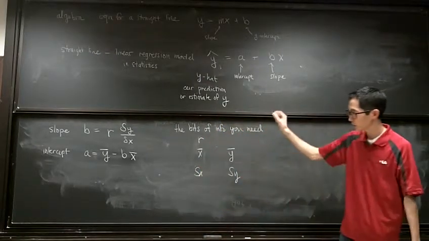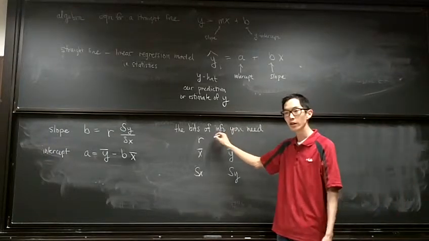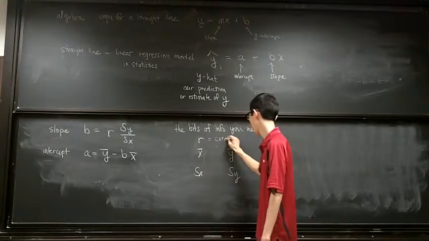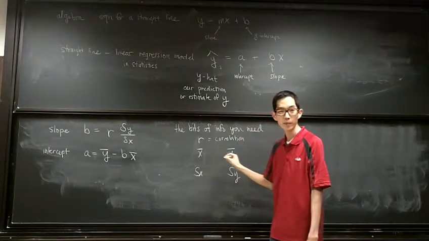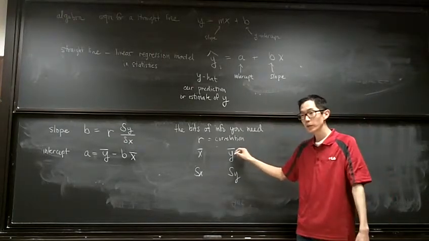So to get your slope and intercept, there's 5 bits of info you need. You need R. What is R? Correlation. Okay. You need X bar. What's X bar? The mean. And what do you think Y bar is?